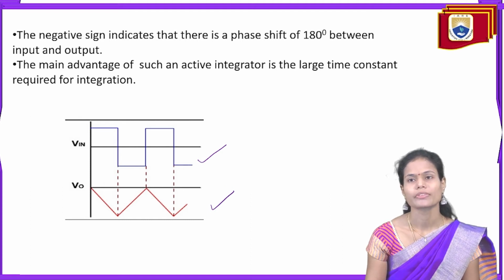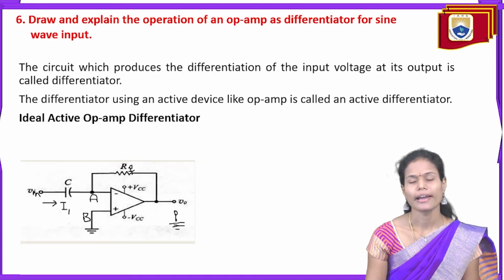If we apply the square wave to the integrator, we will get the corresponding triangular wave. So in this way, we need to explain the operation of the integrator circuit, draw the circuit, explain its operation in detail, and do the analysis to find the output voltage, and explain what output we get for the given square wave input.